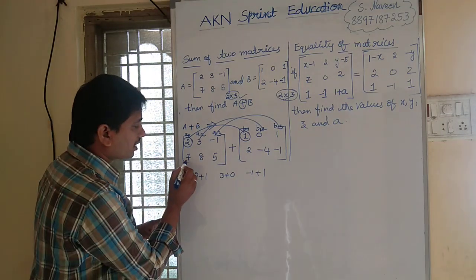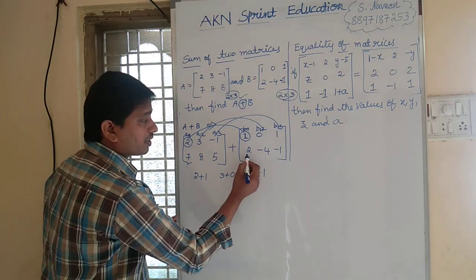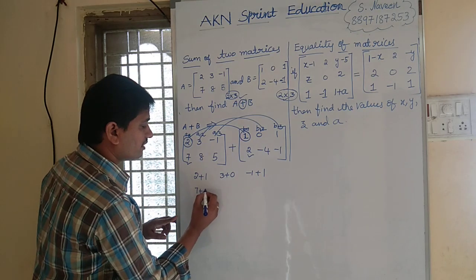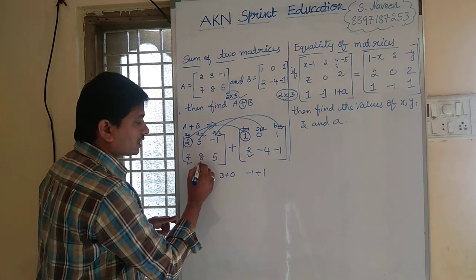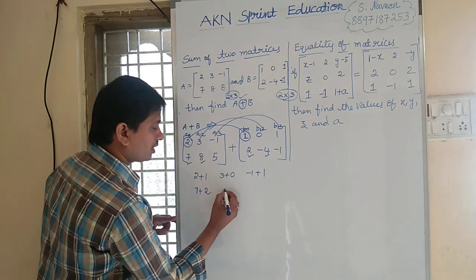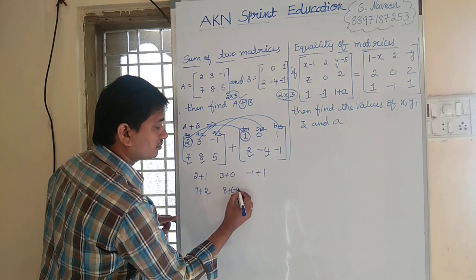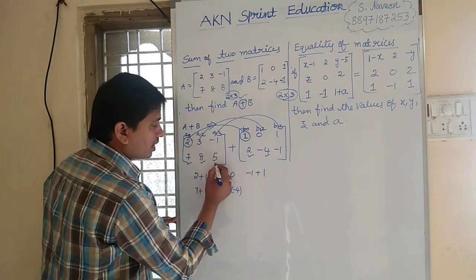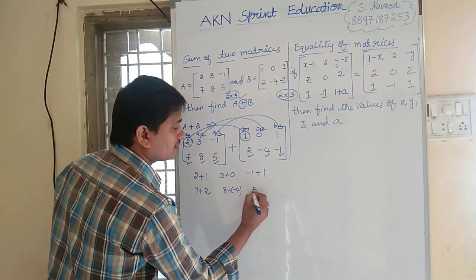Now can you tell me the corresponding element of 7? The corresponding element of 7 is 2. I mean 7 plus 2. What is the corresponding element of 8? The corresponding element of 8 is minus 4. And the corresponding element of 5 is minus 1.